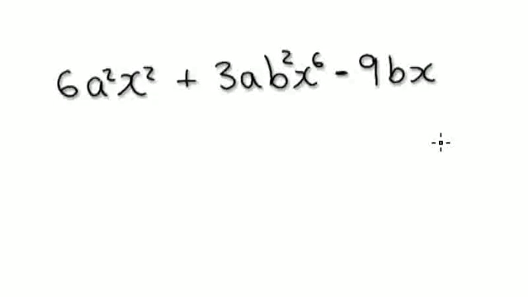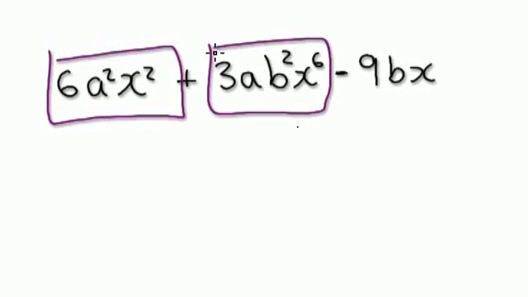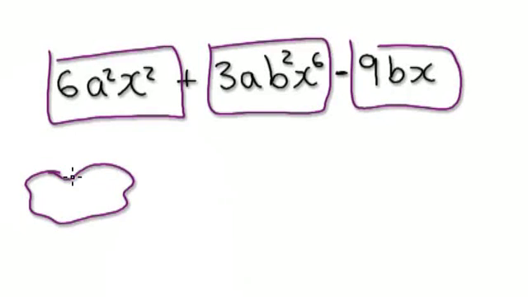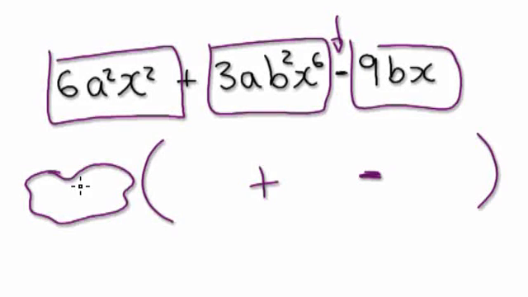Sometimes you get given three terms, like this one here. One, two, three terms. It doesn't matter if it's three terms, because ultimately you're trying to find the highest common factor here, and then you've got your brackets plus. Oh, because this is a minus here, you've got to stick a minus here. So again, the highest common factor goes here.